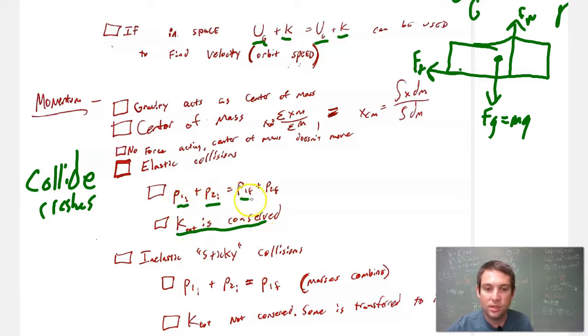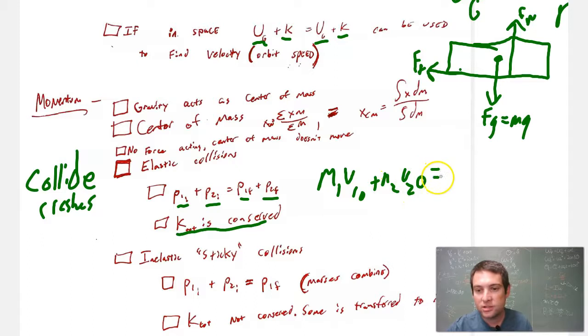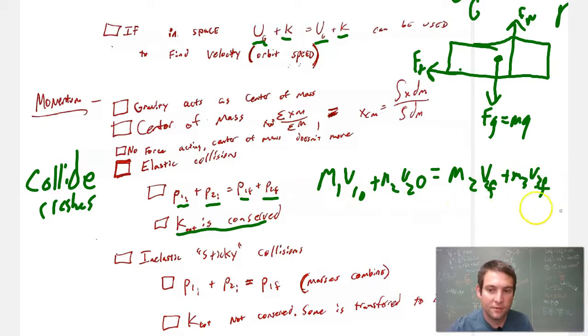P1 plus P2 equals P1F plus P2F. So then it becomes M1 V1 naught plus M2 V2 naught equals M1 V1F plus M2 V2F plus M3 V3F. Chances are, if it's multiple choice, at least one of these is going to be 0. Right, so you have 4 different terms there.